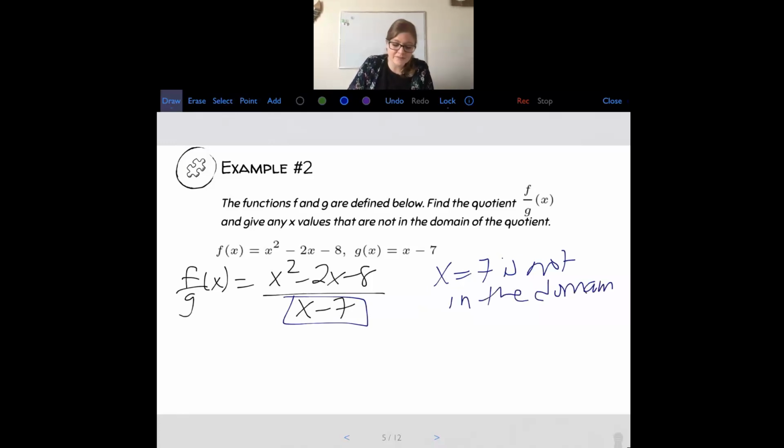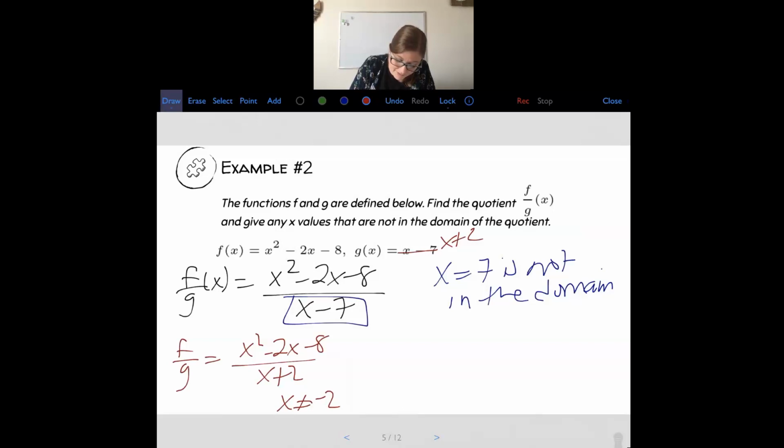One note here: let's say we were given something like, and I'm going to write it in red, g of x was x plus 2. Then f over g would be x squared minus 2x minus 8 over x plus 2. x cannot equal negative 2 here because of the denominator, even though you can factor the numerator into x minus 4 times x plus 2 and cancel these out.